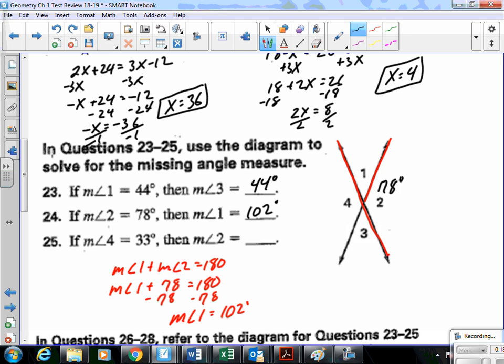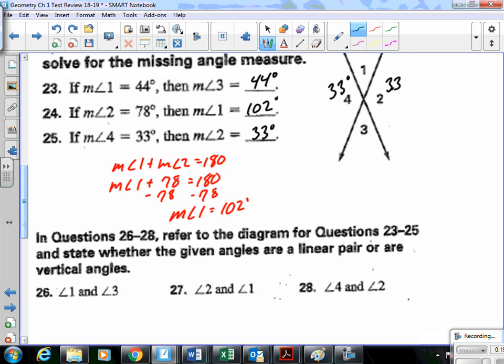And the measure of angle 4, it tells us for 25, is 33 degrees. So 4 is 33 degrees. What's the measure of angle 2? So this side of angle 4 makes the side of angle 2. The other side of angle 4 makes the other side of 2. So those are straight across from each other, making them vertical angles. And the vertical angles have to be the same. So if angle 4 is 33, angle 2 is also 33 degrees.